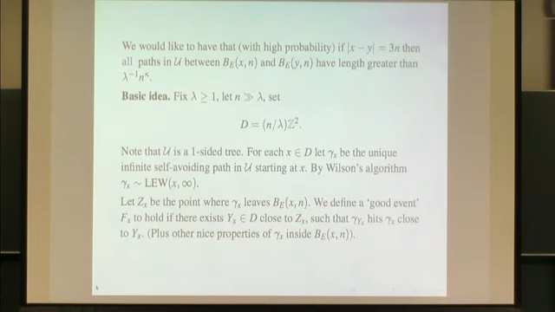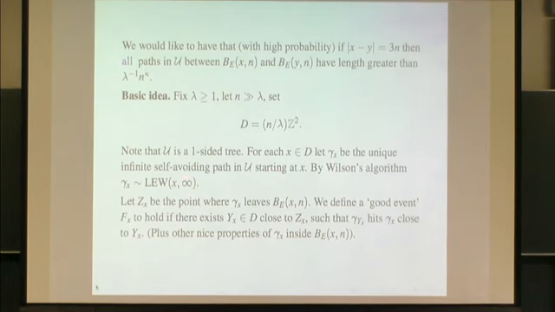The uniform spanning tree is a one-sided tree. This is something I forgot to mention earlier. For each x in D, I'm going to write gamma x for the unique infinite self-avoiding path in U starting at the point x. And by Wilson's algorithm, this has the law of a loop-erased random walk from x to infinity.